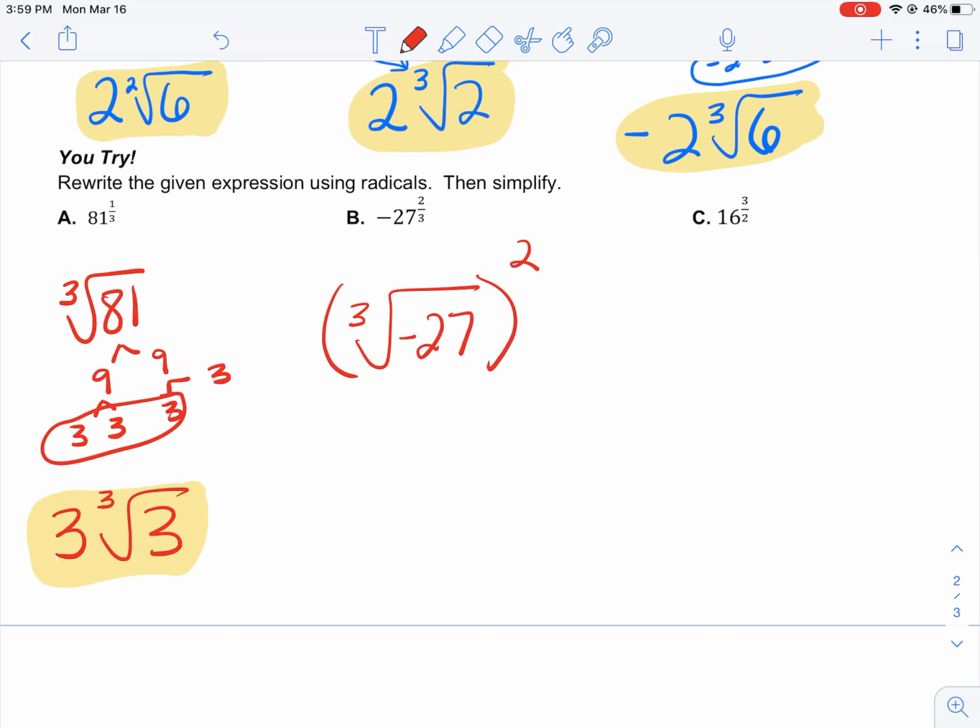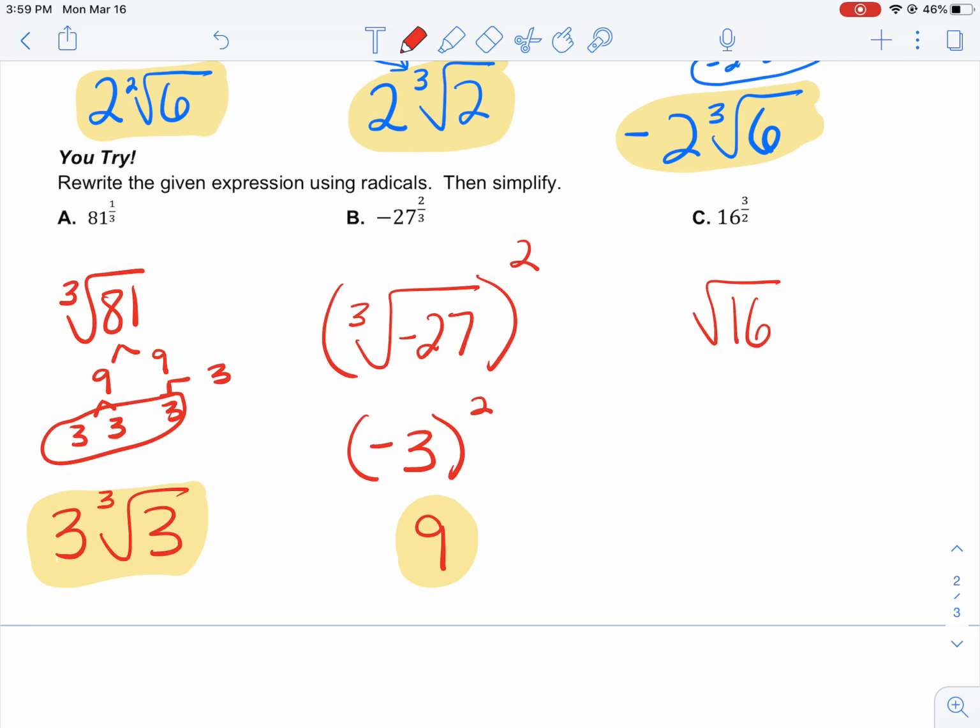Then the next one, you've got the cubed root of negative 27, and then you're going to take that answer and square it. The cubed root of negative 27 is negative 3. Then we're going to square that, and when you square a negative, you get a positive, so the answer is positive 9. Negative 3 times negative 3.